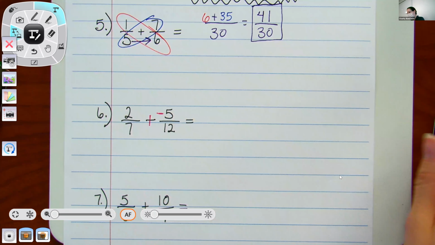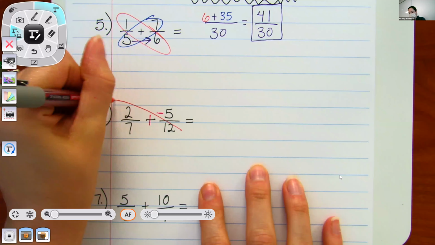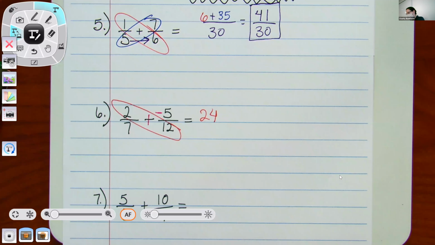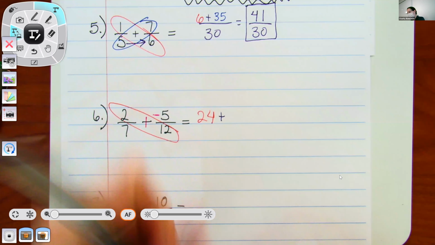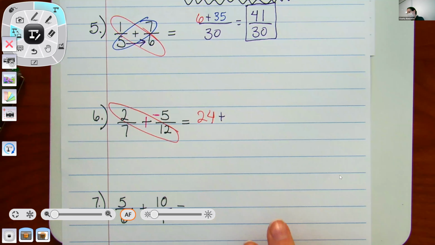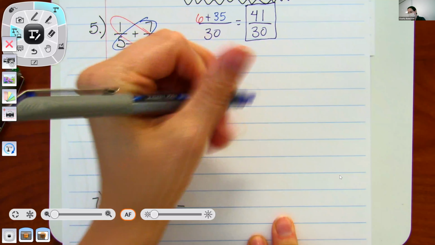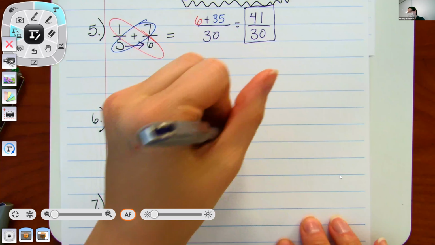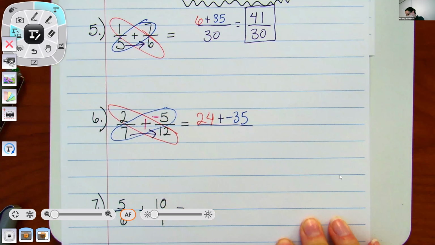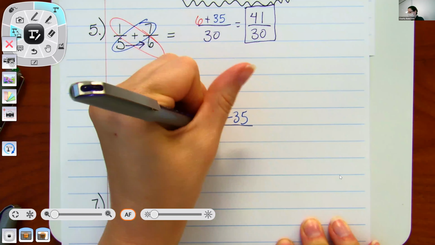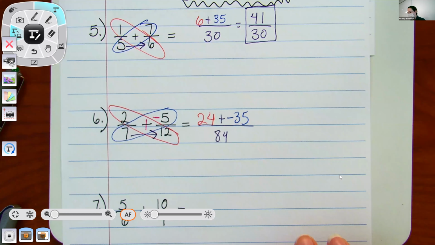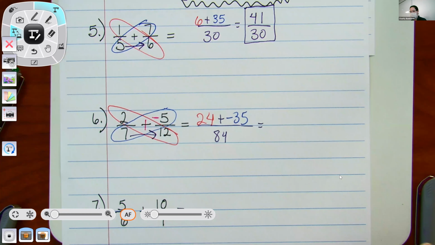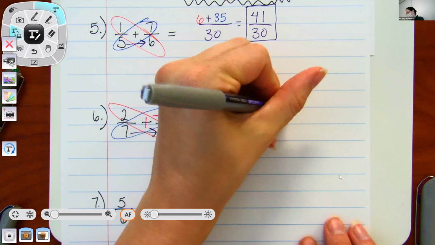Okay, so 2 times 12 is 24, plus 7 times -5 is -35, over 7 times 12 equals 84. So that's the same thing as saying 24 minus 35. So that's going to equal negative 11 over 84.